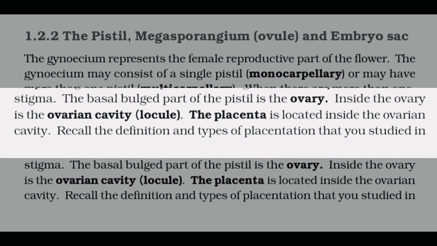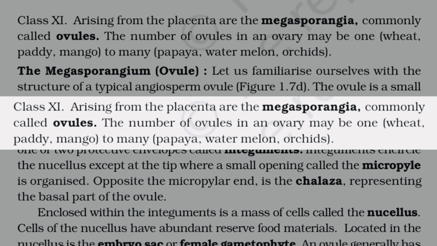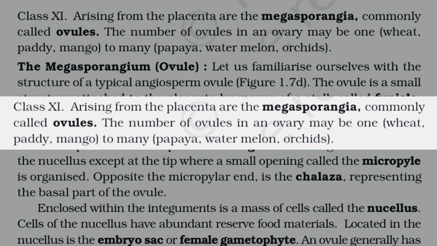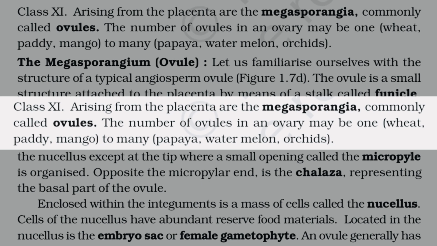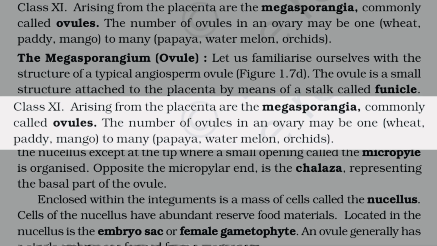Inside the ovary is the ovarian cavity, locule. The placenta is located inside the ovarian cavity. Recall the definition and types of placentation that you studied in class 11. Arising from the placenta are the megasporangia, commonly called ovules. The number of ovules in an ovary may be 1, for example in wheat, paddy, mango, or too many, as in papaya, watermelon, orchids.